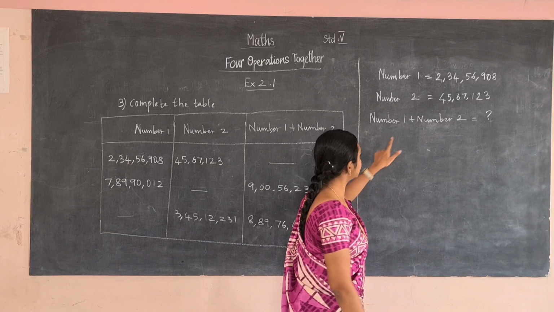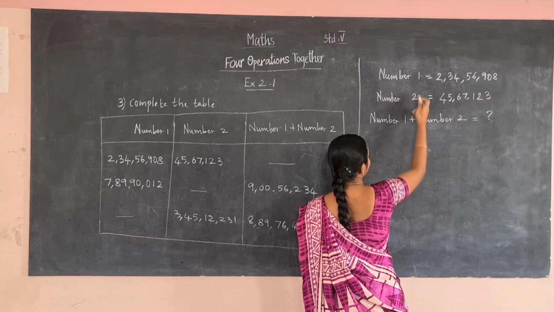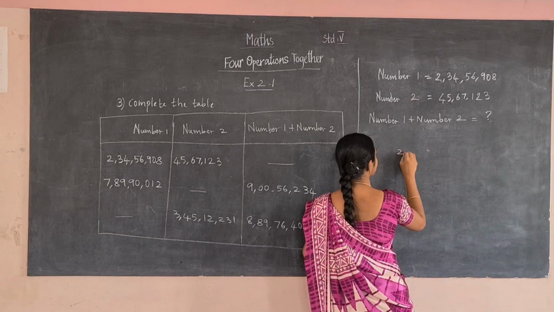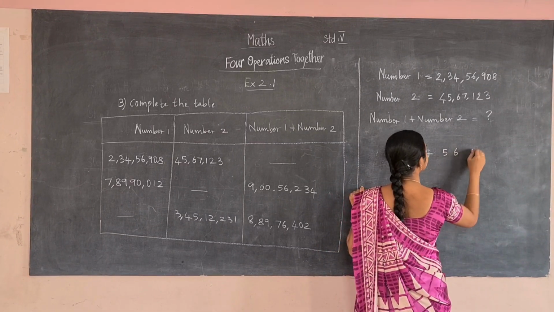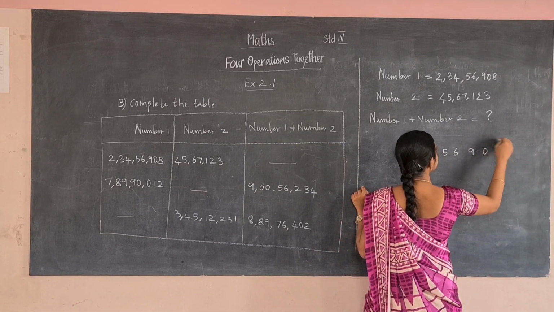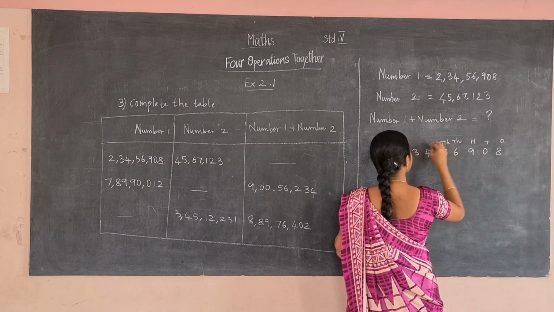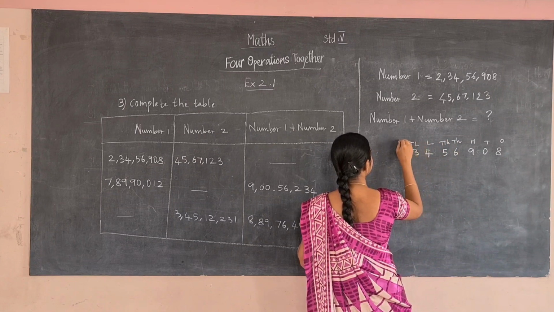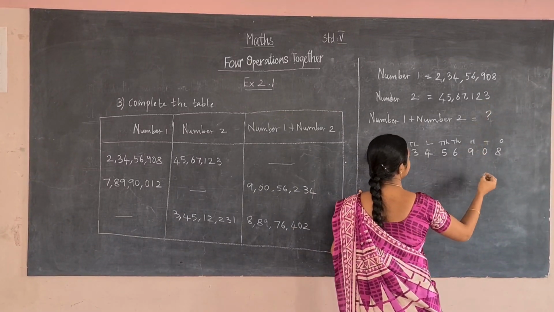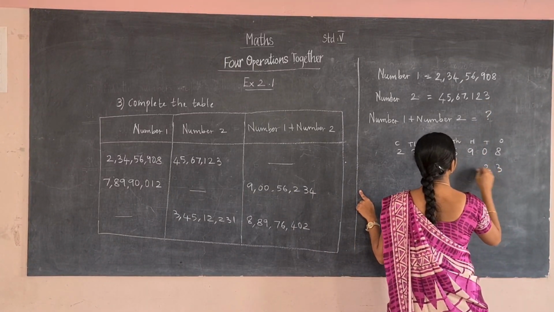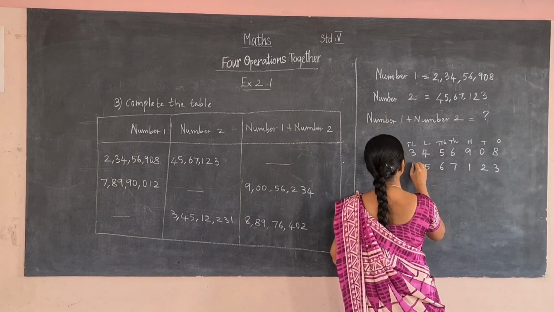We don't know what will be number 1 plus number 2. So I have put in question mark. So now we are going to add number 1 and number 2. So write the first number with the place value. Ones, tens, hundred, thousand, 10,000, lakh, 10 lakh and crore. Now write the second number starting from the right. So 3, 2, 1, 7, 6, 5, 4.